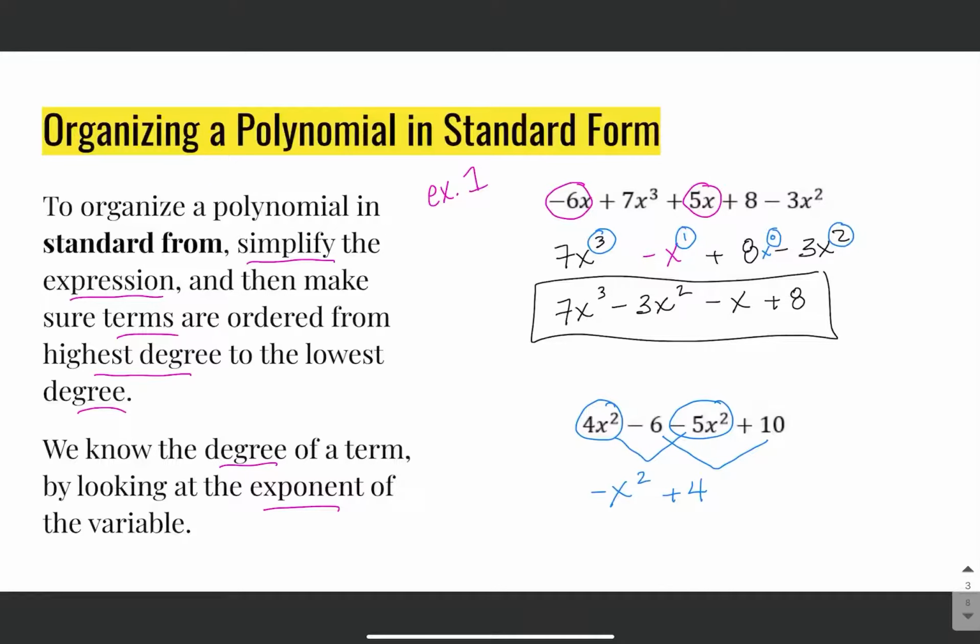Now double, triple check. Make sure we are in order. This would be x squared. Then there's no x term, but that's okay. I've got x to the 0 here because, again, that's my constant. So negative x squared plus 4, that's my final answer. So again, making sure that we're in standard form.